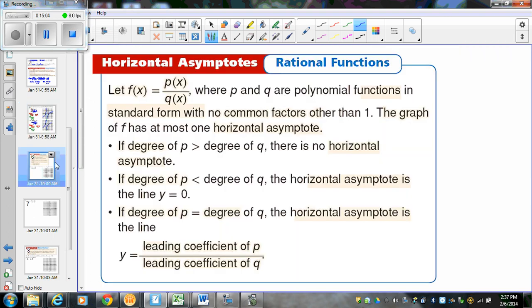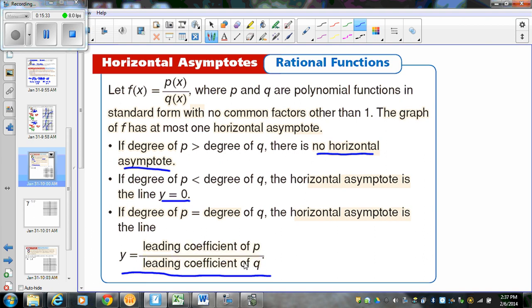So there are three scenarios that could occur with any rational function. Either it does not have a horizontal asymptote, for example, the last two that we looked at did not have horizontal asymptotes, or the horizontal asymptote is the line y equals 0, or the horizontal asymptote is the line y equals the leading coefficient of p divided by the leading coefficient of q. So here are the three scenarios.